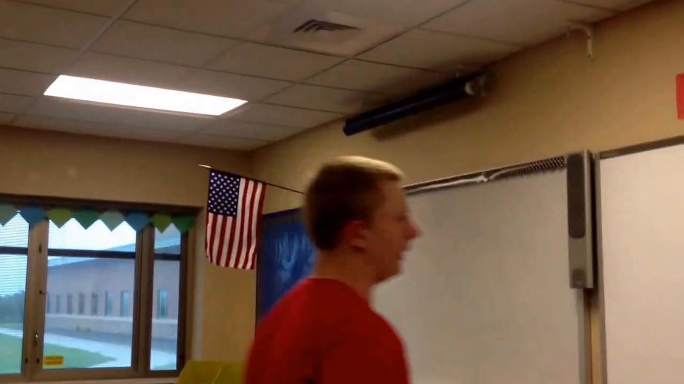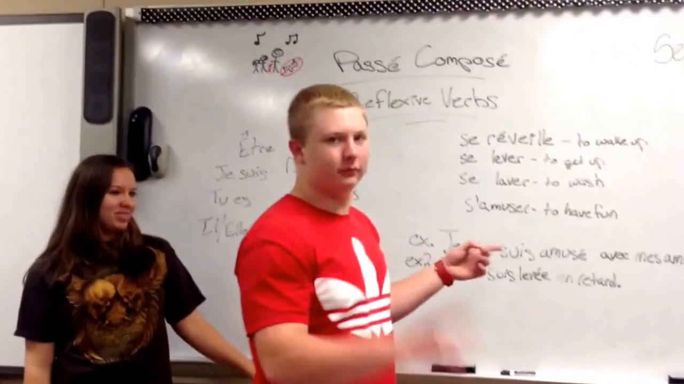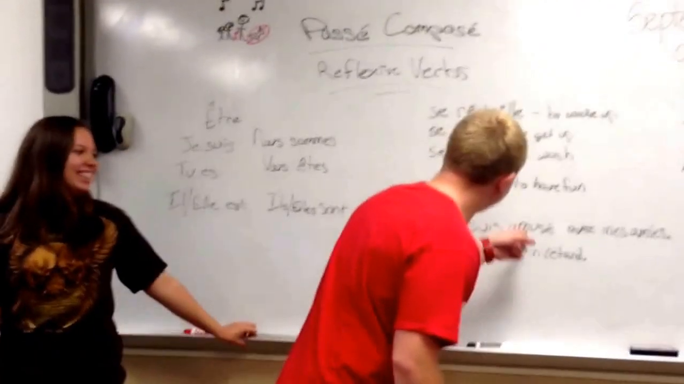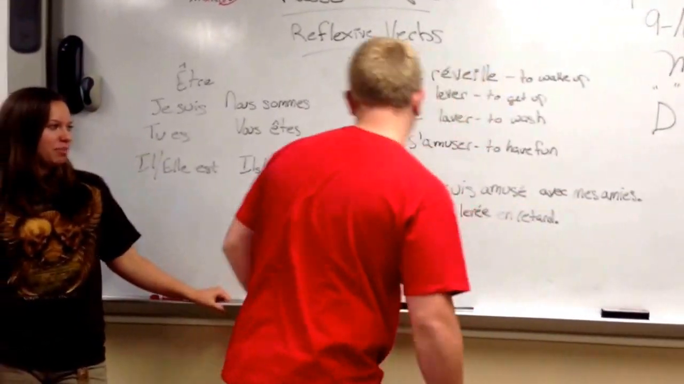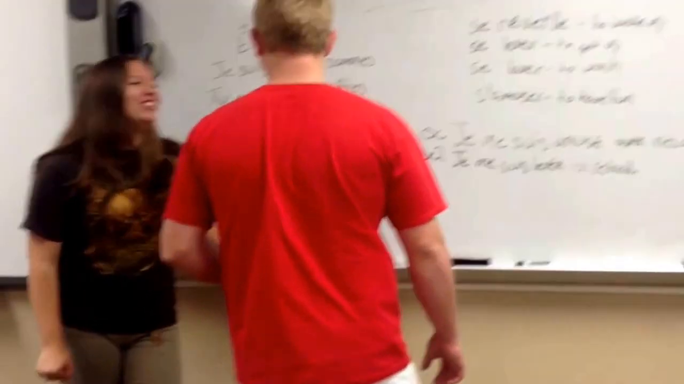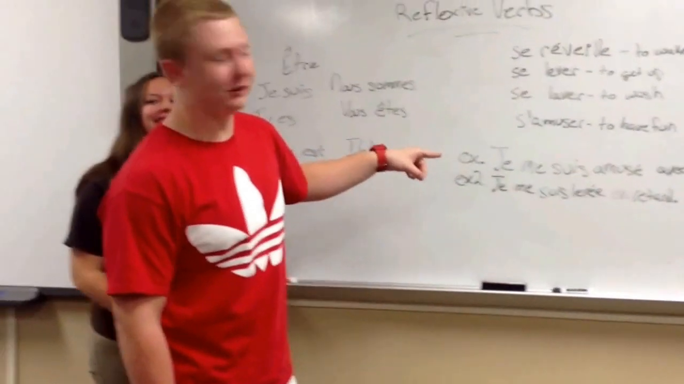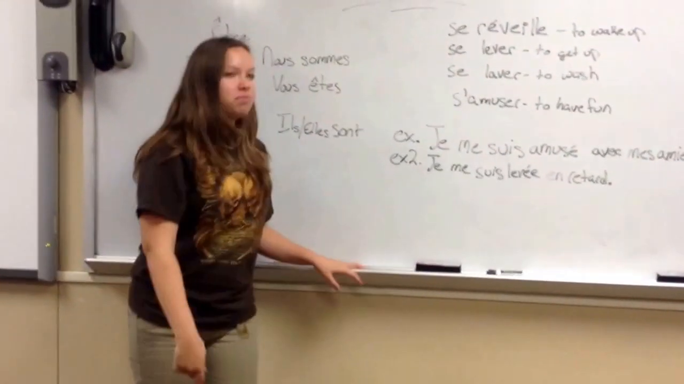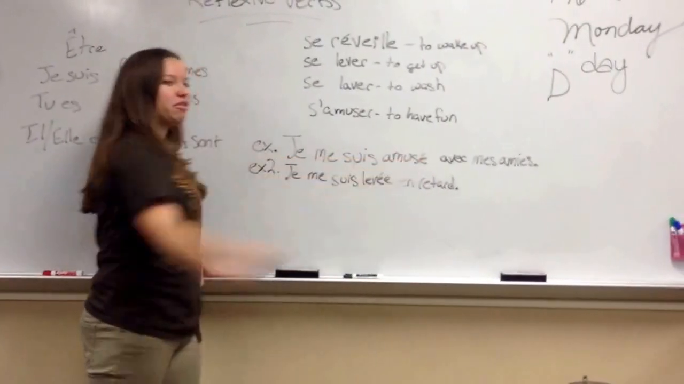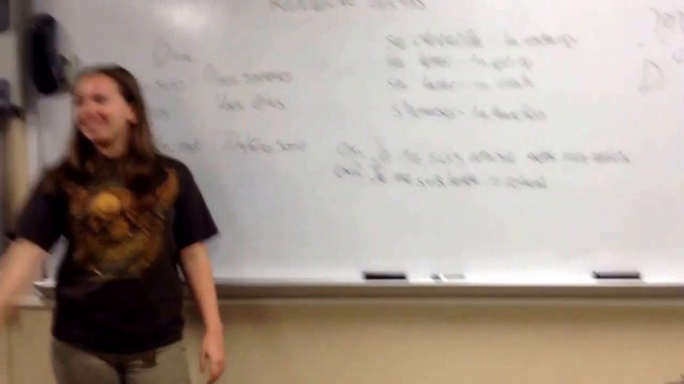Right. So just read example 1. Okay. It says, je me suis amusé avec mes amis. Which means I had fun with my friends. Right, because there wasn't an extra e, it was written for a guy, which is why Gage had to come over and read it. Okay, so what if it's two girls?